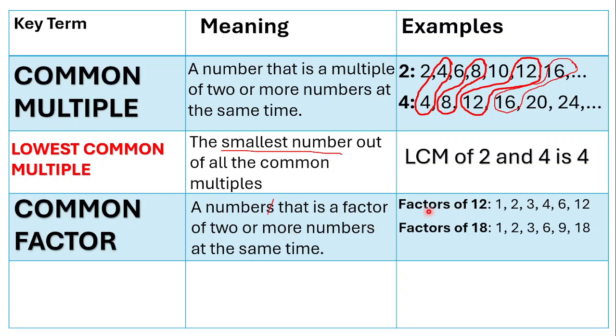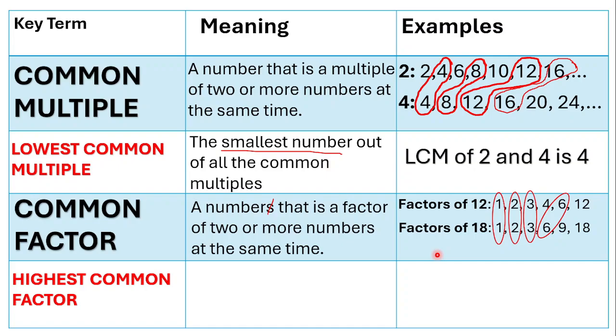So here we have the factors of 12 and the factors of 18 listed out. Which numbers are common in both? Well, 1 is common in both, 2 is common in both, 3 is common in both, 6 is common in both as well. So the common factors of 12 and 18 are 1, 2, 3, and 6.